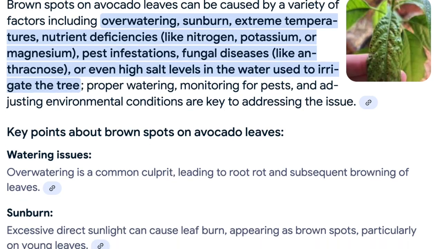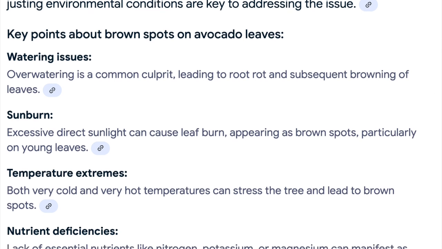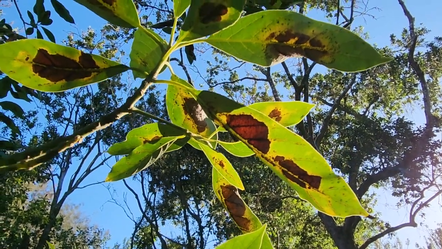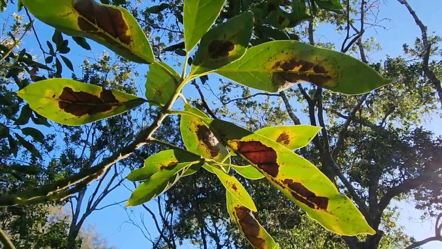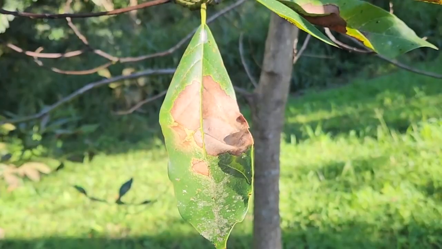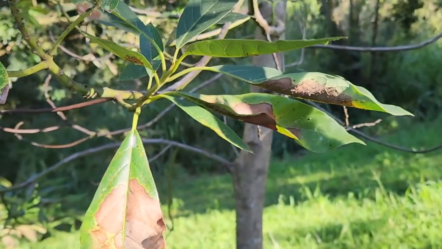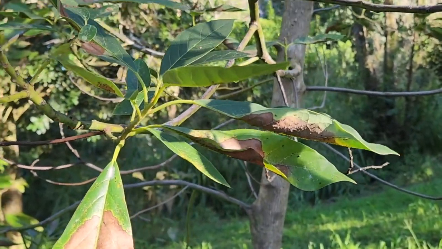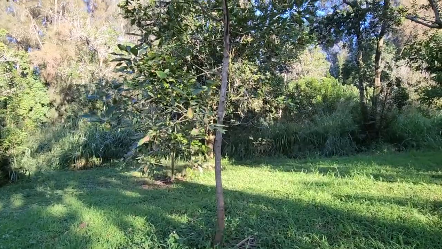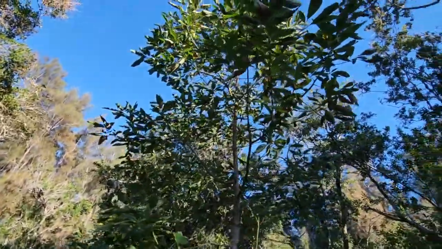Brown spots on avocado leaves can be caused by a variety of factors. The most common are overwatering, sunburn, temperature extremes, and nutrient deficiencies. Okay, so going through each one, watering issues. If you overwater, it can lead to root rot, and then the leaves will reflect that by becoming brown. Sunburn, okay, direct excessive sunlight can cause leaf burn, which appears as brown spots, particularly on young leaves. So if you're noticing it more on young leaves, that could be the issue.